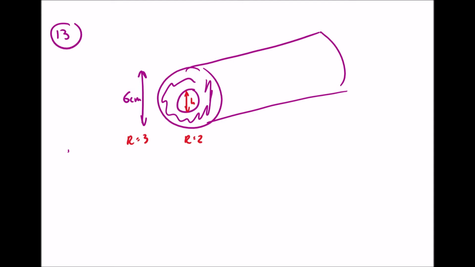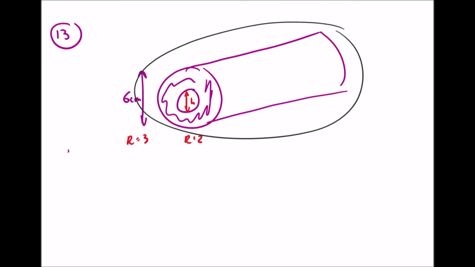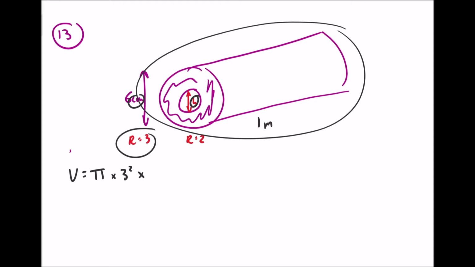And the volume of the big one, okay, will be volume equals pi multiplied by the radius, which is 3 squared, multiplied by the length of the whole thing, which is 1 meter. Now look here, we're dealing with centimeters here, we're dealing with meters here, so I'm going to have to change this 1 meter to 100 centimeters. Throw that into our calculator, and we will get 2826 centimeters cubed. That's the big one, the outside one.